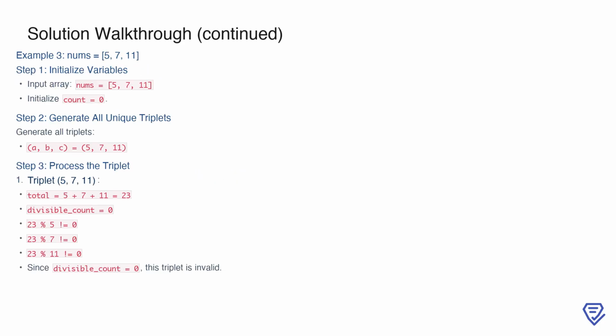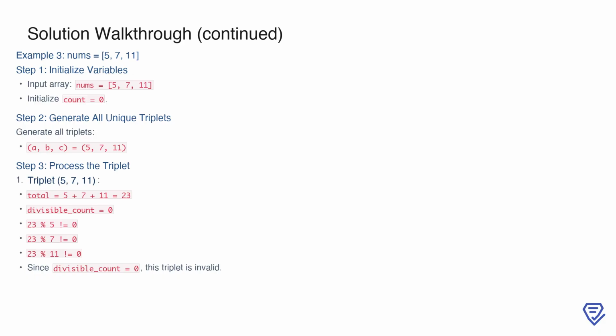In this example, the input array is nums equals 5, 7, 11. As always, we initialize count equals 0 to track valid triplets. Using combinations, we generate the only possible triplet, 5, 7, 11. For this triplet, we calculate the total as 5 plus 7 plus 11 equals 23 and initialize divisible_count to 0.